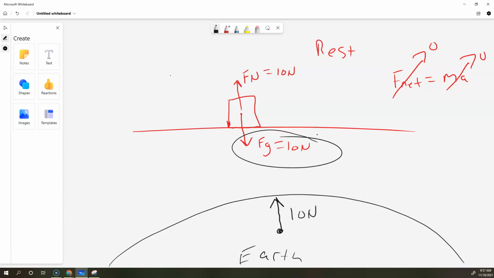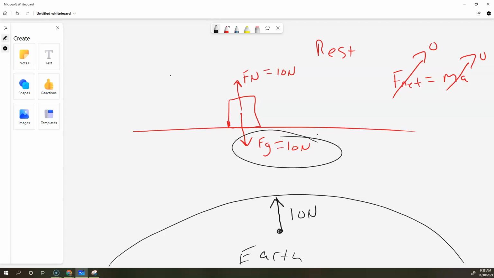But that's the force pair. The force pair has to be on two different objects. And so the easiest way to think of a force pair is literally just to flip it around. The Earth is pulling down on me. That's force 1. Force 2, flip it around. I am pulling up on the Earth.